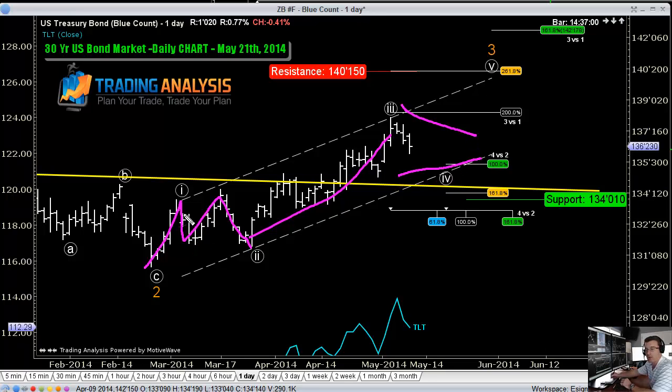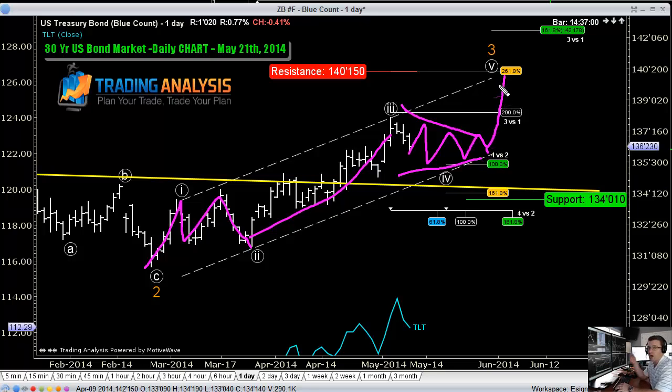Now, second waves tend to be very much to the point. Clear A, B, C correction, really no fuss, no muss. Wave 4s tend to make you want to pull your hair out. Wave 4s tend to go up and down and back and forth and drive you nuts. Then once everybody gets fed up with the chop is when it breaks up to wave 5.